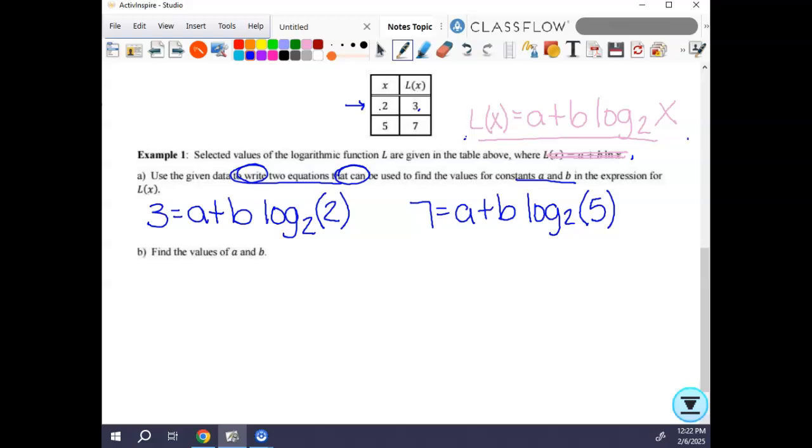So what is log base 2 of 2? 1. So really, this is just 3 equals A plus B, right? So if I was solving it by hand, that kind of simplifies it. But we're not going to do that. Even if you can simplify something like that and you get to use the calculator, let the calculator do everything, right? You're just going to let it do it so we don't do anything weird. So now we're supposed to find the values of A and B.